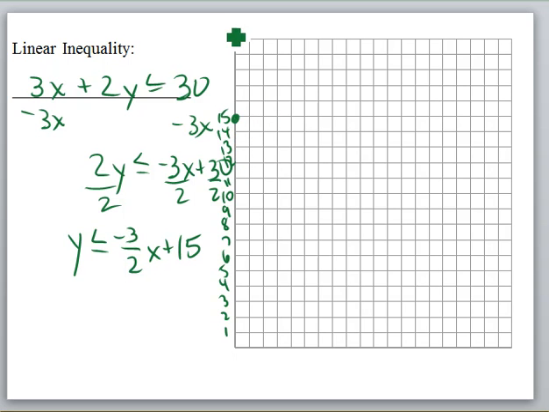So this is my y-axis, and then this is my x. I'm going to go down 3 over 2, down 3, over 2, down 3, over 2, down 3, over 2. So over here, my x values, and I would use a solid line, and I would shade below the line.